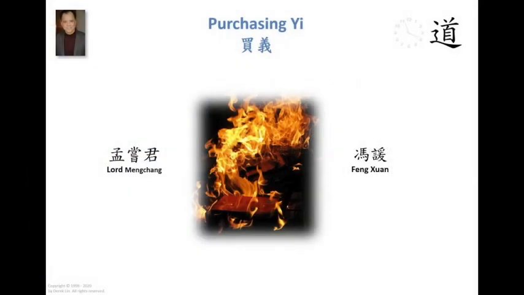Now, I want to tell everyone a story from the Warring States period, 2,500 years ago, roughly at the time of Laozi, at the time when the Dao De Jing was written, a time of warfare and strife and chaos. So the name of the story is Purchasing Yi. Yi is this character that you see here. The two characters that you see in the title, the one on the left is purchase, to buy. And Yi, the one on the right, is the concept of righteousness.